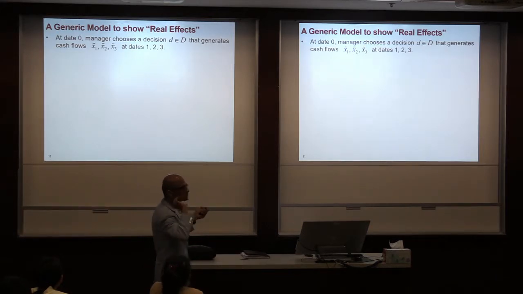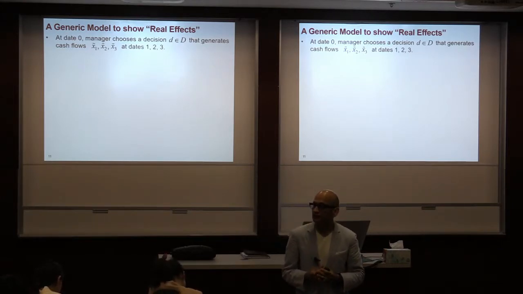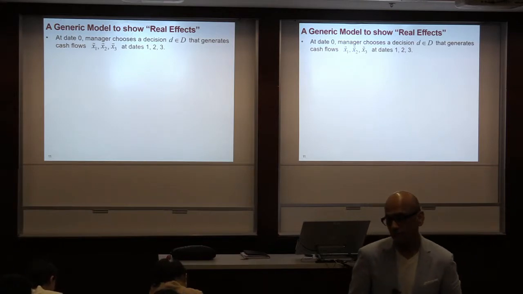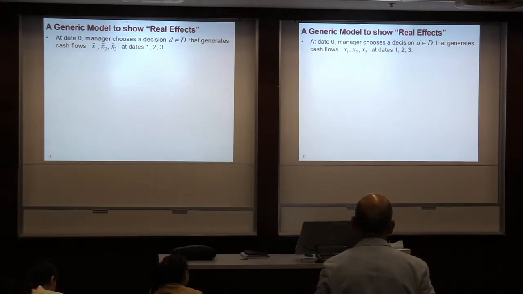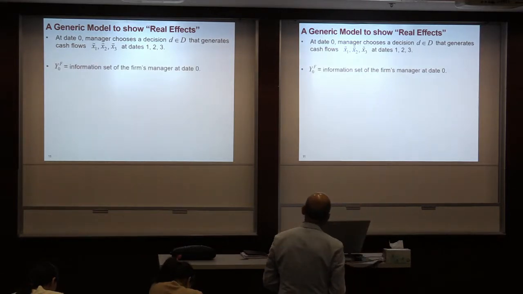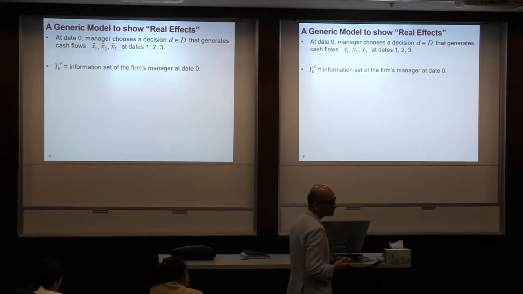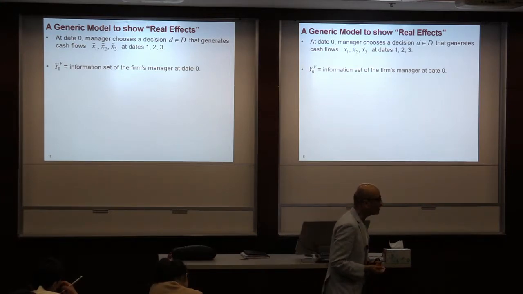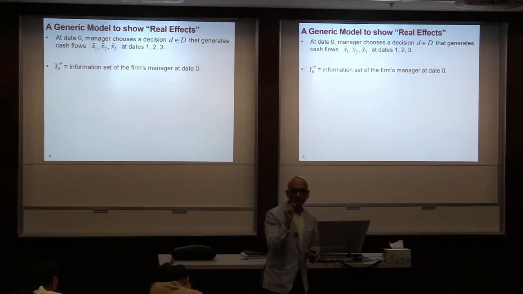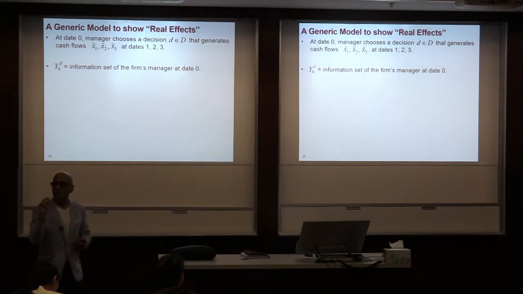And that decision is going to generate future cash flows at dates 1, 2, and 3. I'm going to call that x1, x2, x3. They're random variables at date 0 because they're going to be realized in the future, right? That's why I have the tildes on the x1, x2, x3. I'm going to call y sub 0 superscript f the information set of the firm's manager at date 0. Right? So the subscript is for time, and the superscript is whose information it is.